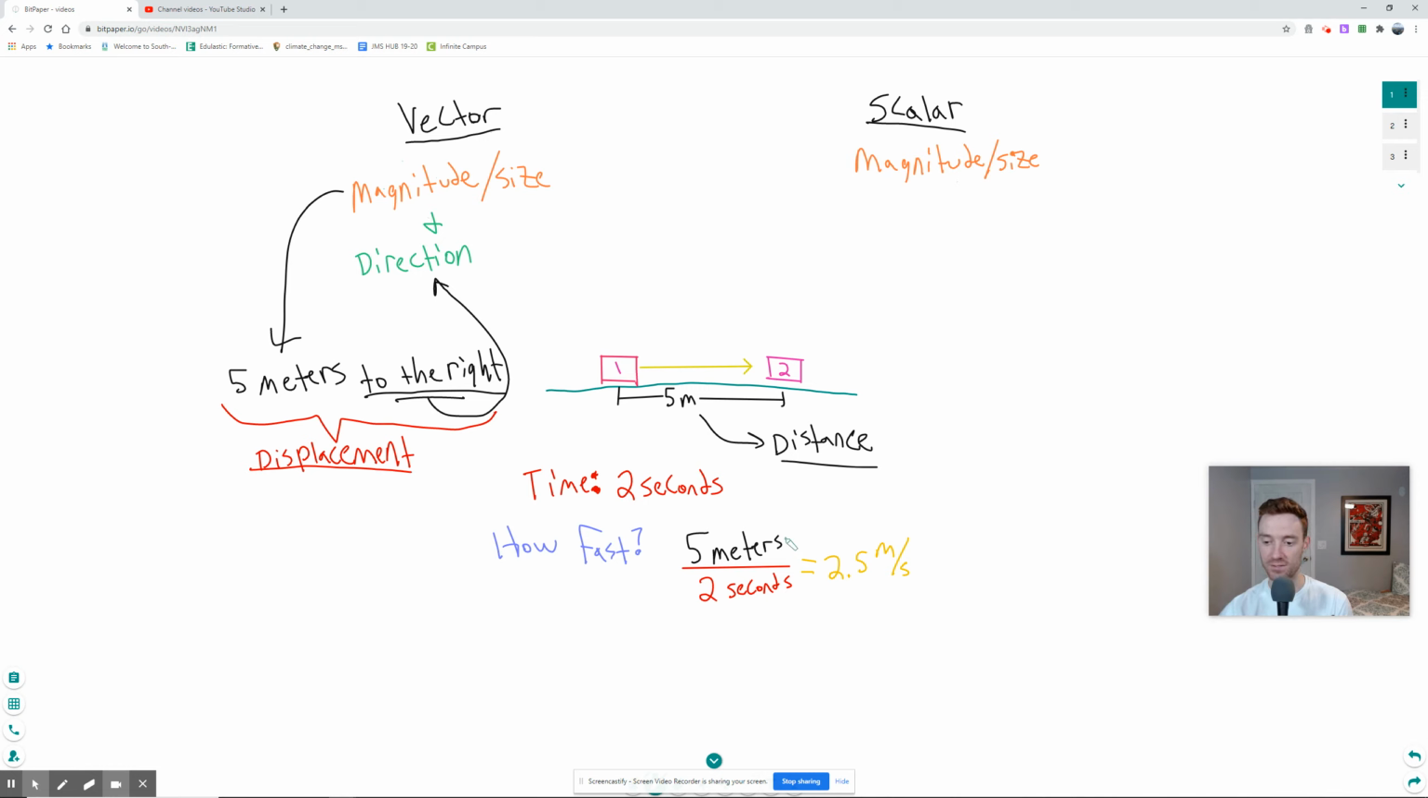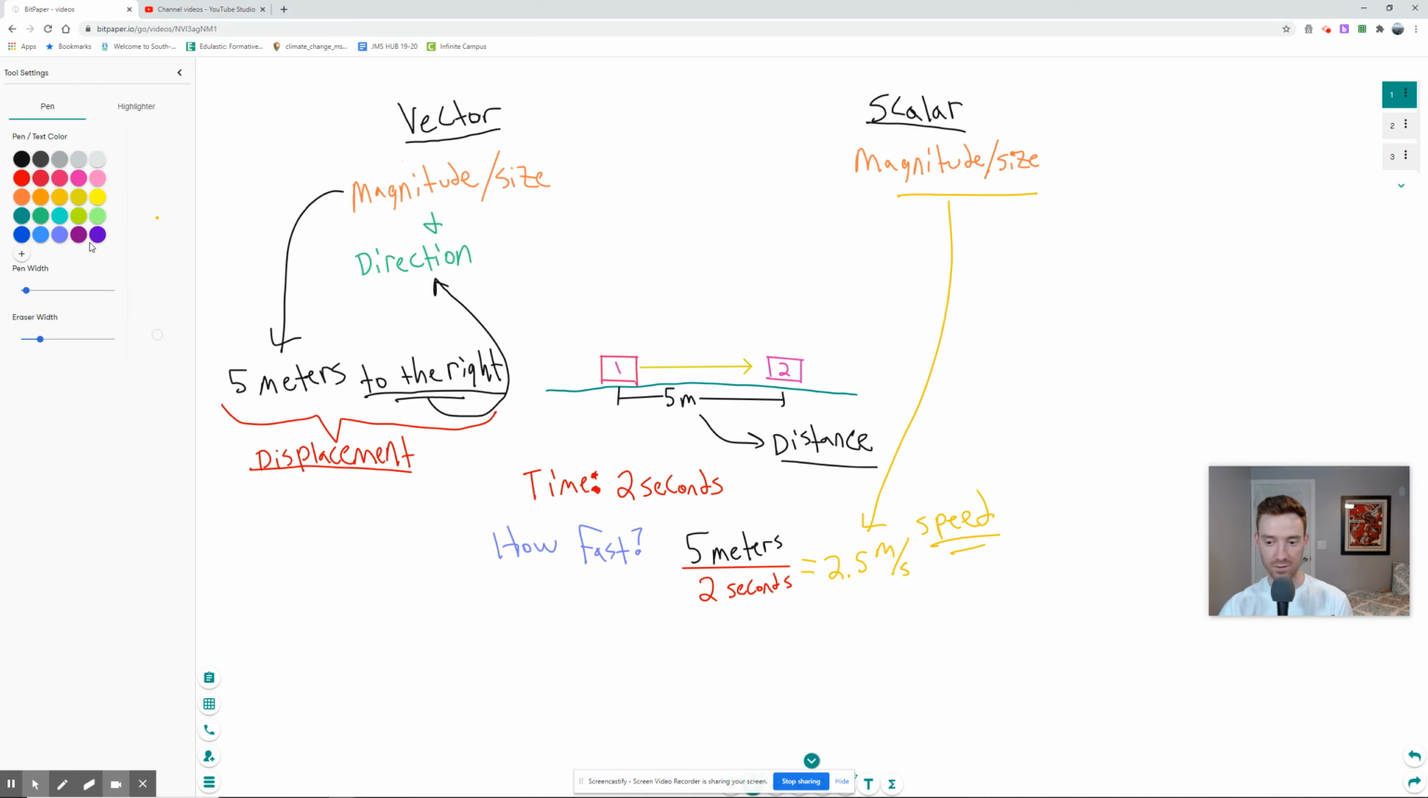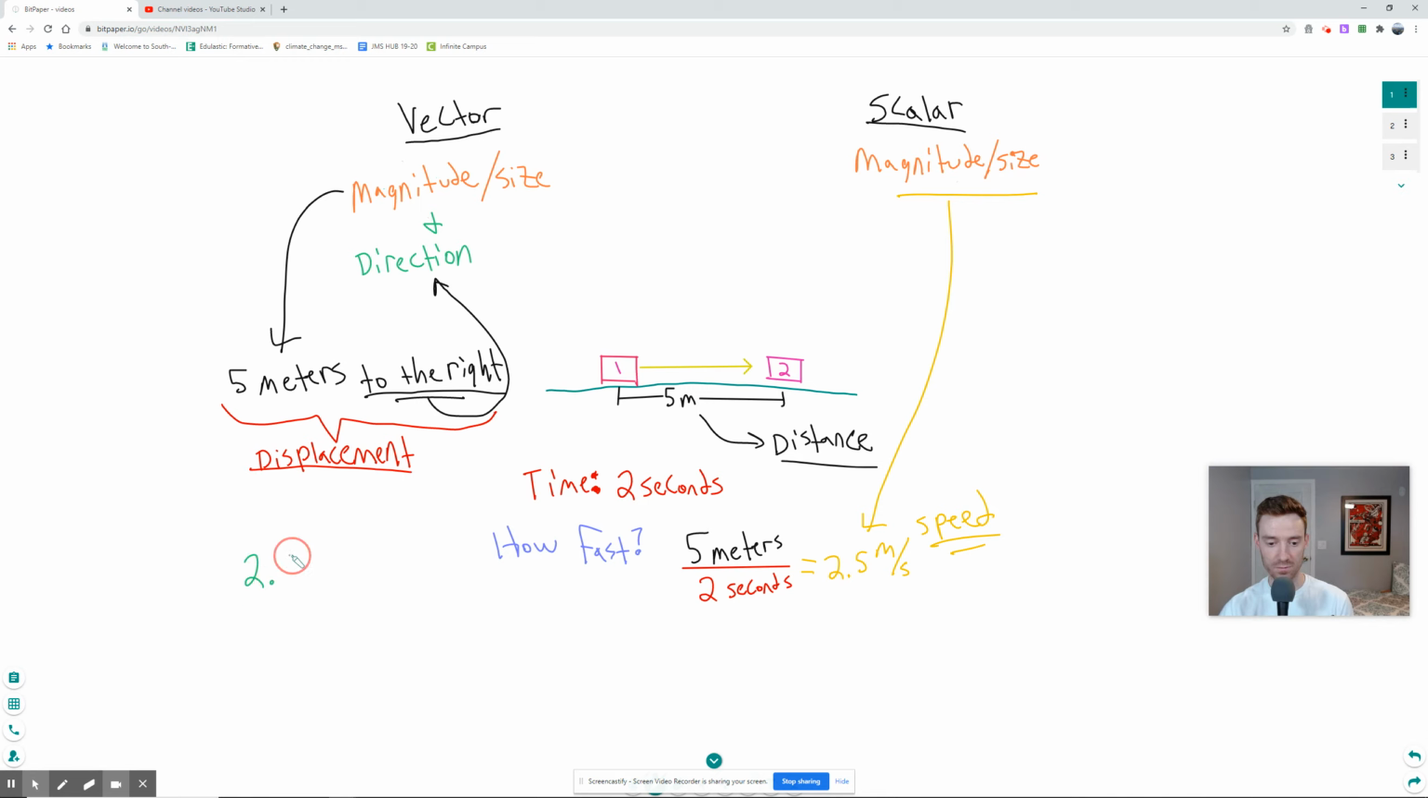And so how fast is that? That's 2.5 meters per second. That is a magnitude, right? Since that's a magnitude, this item is called speed. Speed is a scalar quantity describing how fast something is, right? Now, let's say you took that 2.5 meters per second and you brought it over to this side and you said, okay, we went 2.5 meters per second, right? But which way did we go? Well, the arrow points to the right, right? So we went 2.5 meters per second to the right, right?